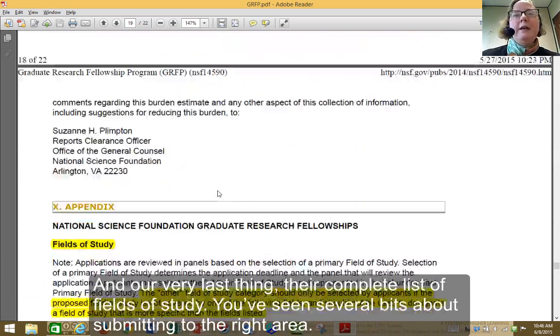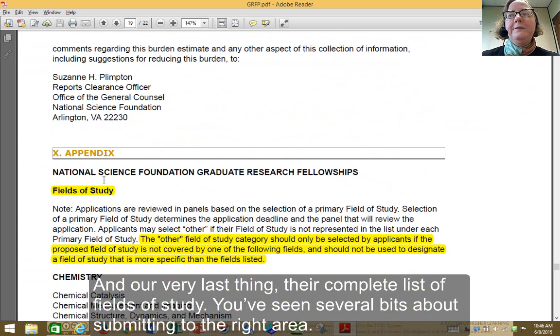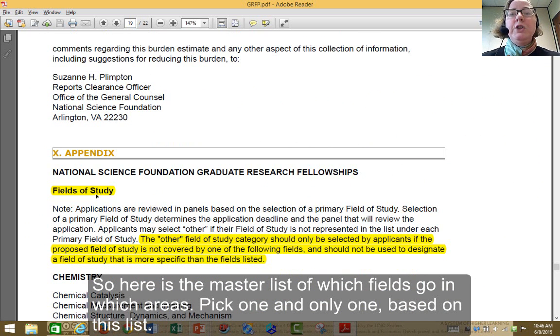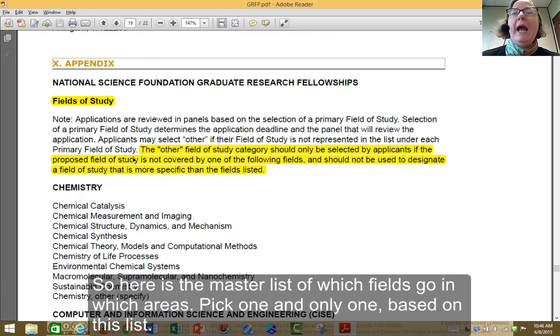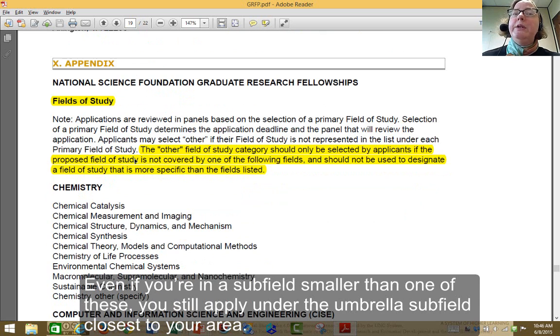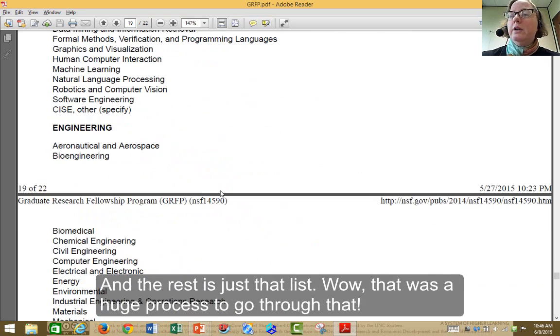And our very last thing, their complete list of fields of study. You've seen several bits about submitting to the right area. So here is the master list of which fields go in which areas. Pick one and only one based on this list. Even if you're in a subfield smaller than one of these, you still apply under the umbrella subfield closest to your area. And the rest is just that list.